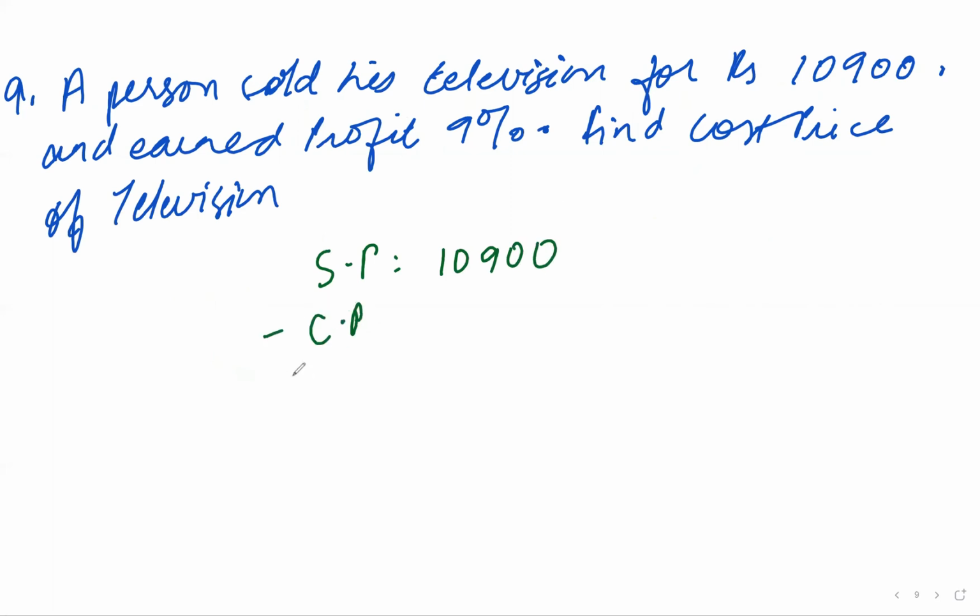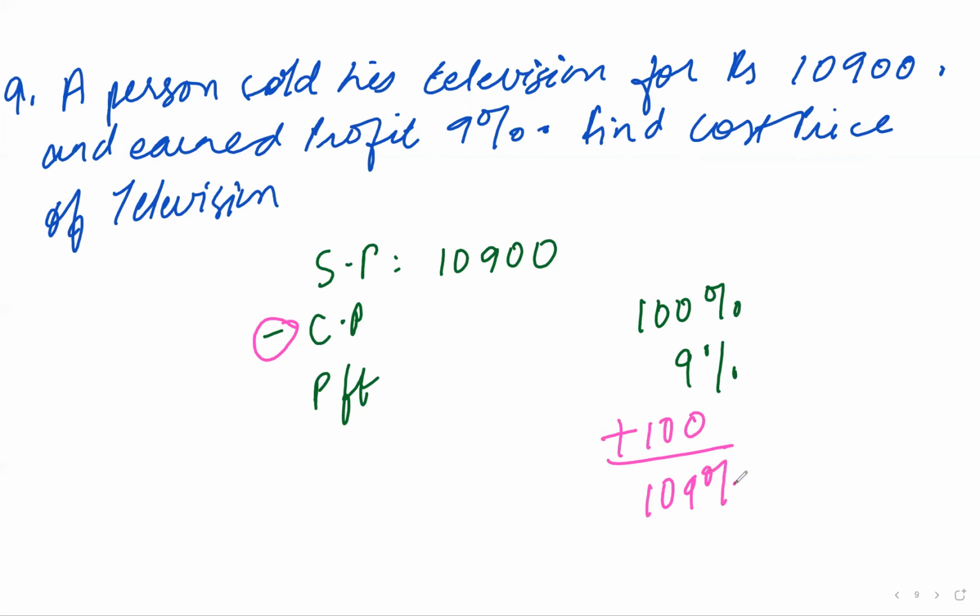Next, a person sold his television for 10,900 and earned profit 9%. Profit means selling price minus cost price is profit. Profit is 9%. Whether it is profit or loss, my cost price will be always 100%, as minus when goes on another side becomes plus. So we will add it. So this shows that my selling percent will be 109%. Find the cost price. I have to find the cost price. Cross multiplication, opposite is always divided.